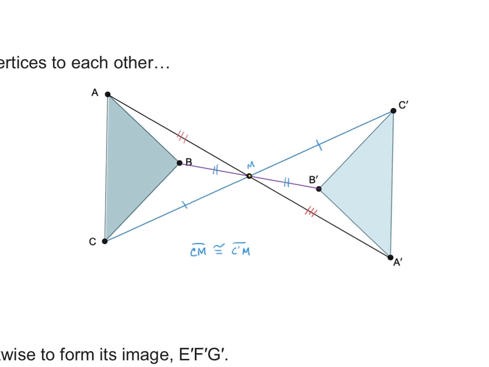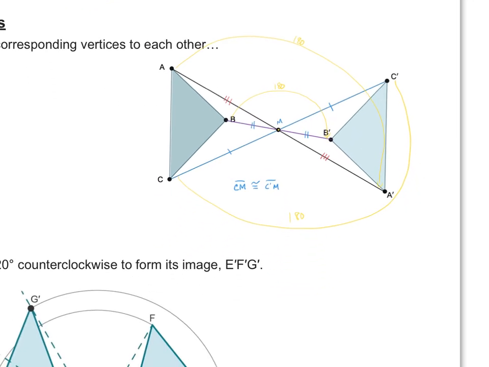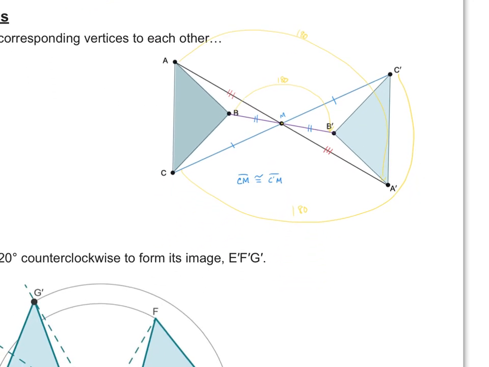So just keeping that in mind, and then the angle of rotation. B rotated 180 degrees. A rotated 180 degrees because it made a straight line. C rotated 180 degrees. So they all rotated the same 180 degrees. Okay, so just looking at things there.